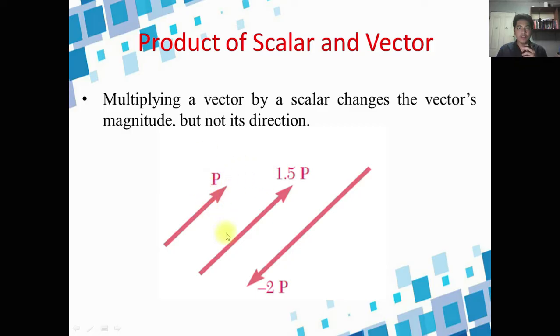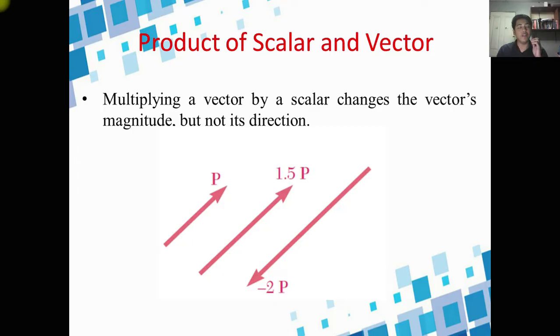So as you can see here, if we multiply it, it becomes this vector. It only shows that this vector P is now 1.5 times larger than this. So 1.5 times P. In other words, if we multiply a scalar by our vector, we are only changing its magnitude, never its direction.